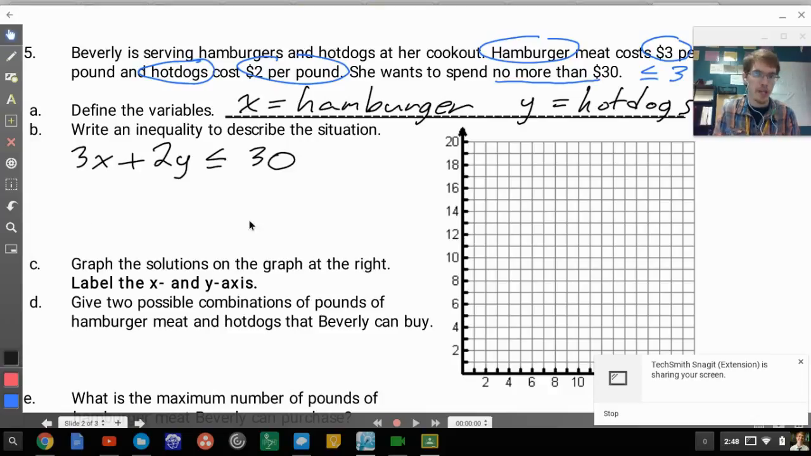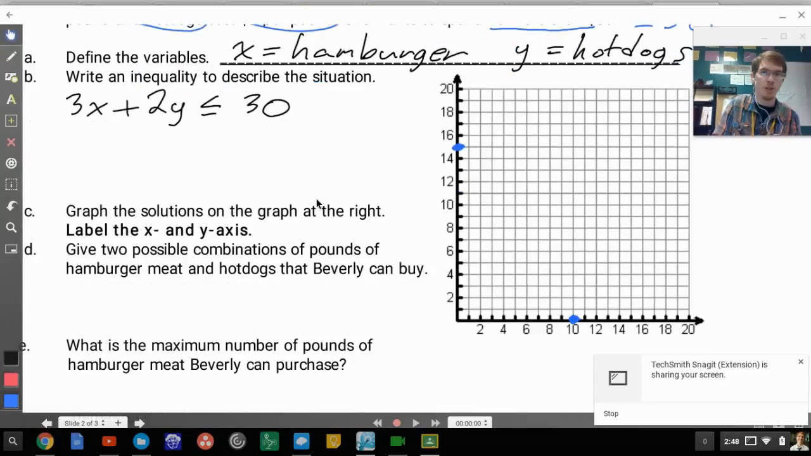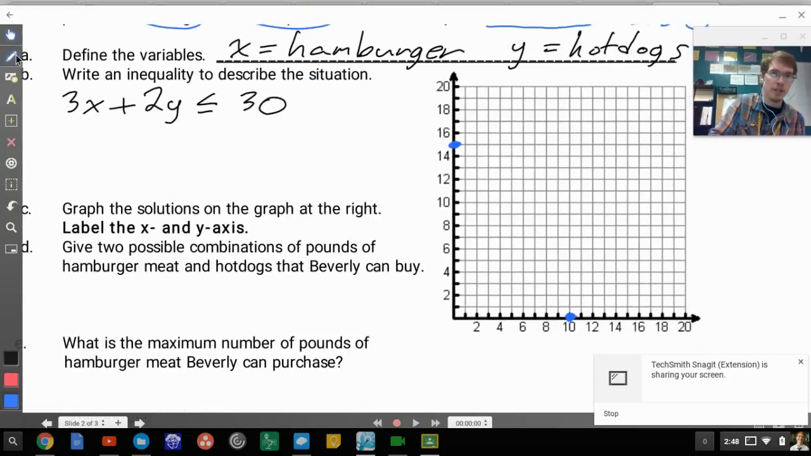Okay, so if I got just hamburger's $3 a pound, so if I just got that, I can actually only get 10 pounds. $3 a pound, 10 pounds, $30, okay? So I could only get 10. However, if I only got hot dogs, I could get 15. I could actually get a little bit more because those are cheaper. Okay, so now I'm going to have to connect those dots.